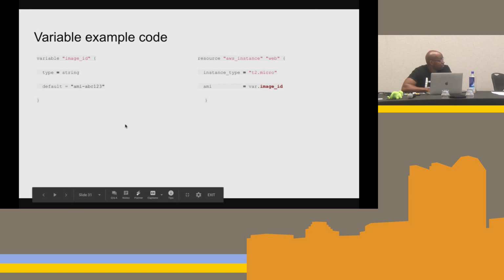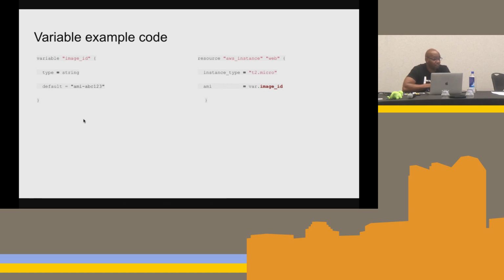Gives you some flexibility on, like I said, specific environments where you want different variables or different resource values for different things. So you give it a default, AMI-ABC123, and then you just declare that, you stick that variable in your resource. So before, where we had the actual image ID, now we can just replace that with a variable.